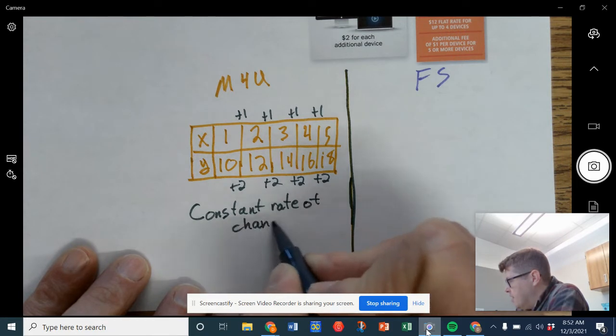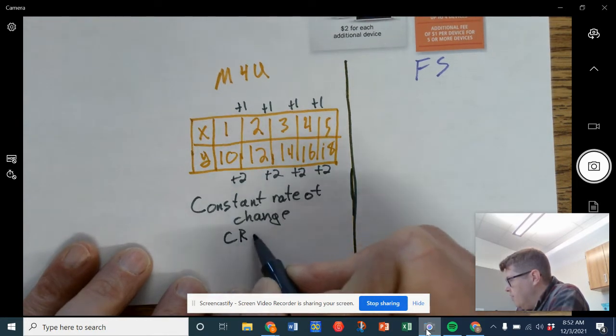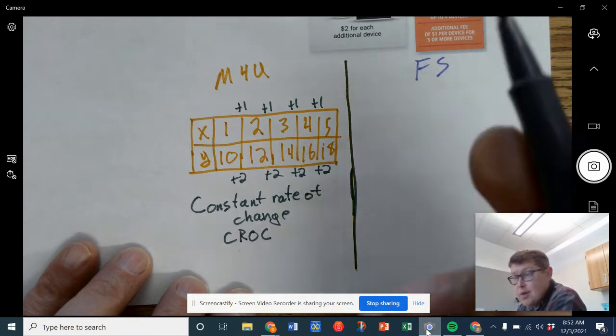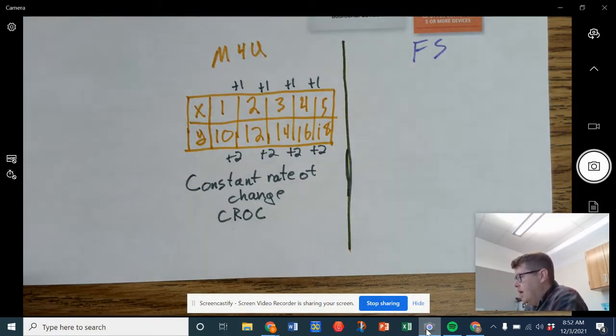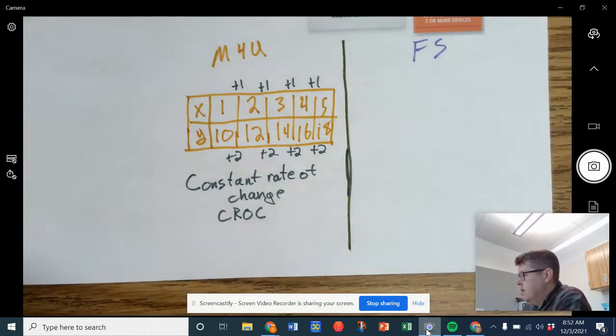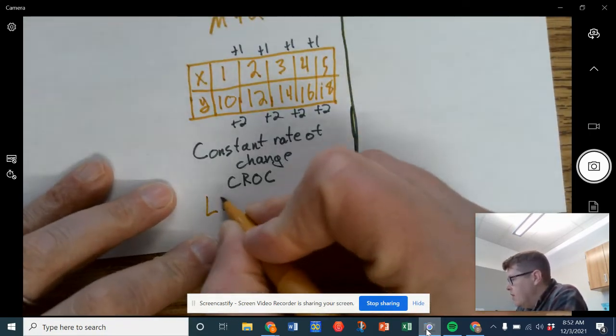Every math class I've ever had has wanted to abbreviate this as CROC. That is totally fine, right? When you see that something has a constant rate of change, you know that it is a linear function.